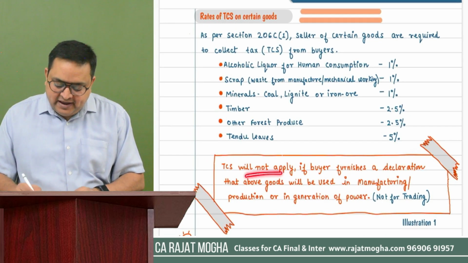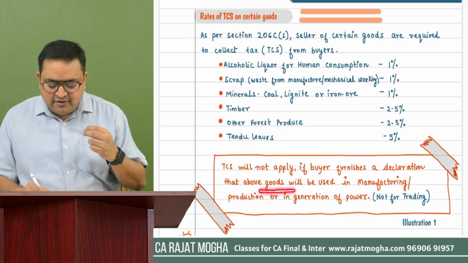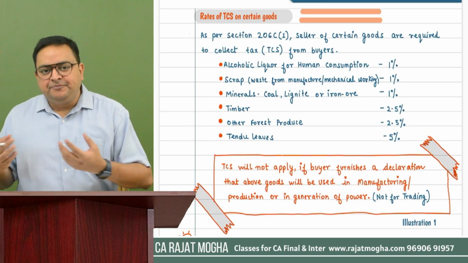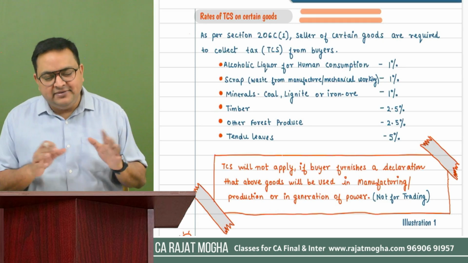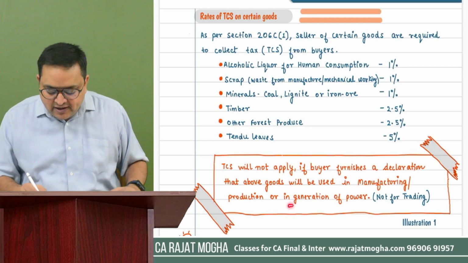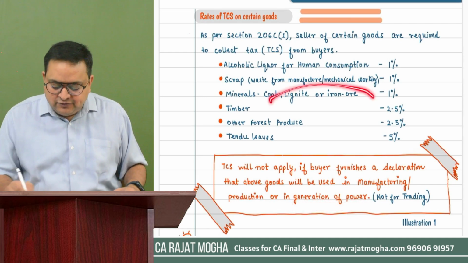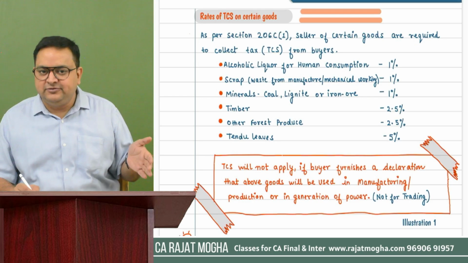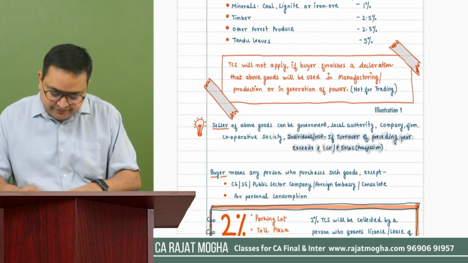TCS will not apply if the buyer furnishes a declaration. The buyer furnishes a declaration that the above goods will be used in the manufacturing process. Sir, I am using these goods as a raw material. I will not be selling these goods; I'll be selling something else. Or I'll be using it in the generation of power. I'm not taking these goods for trading purpose. I'll be using it in my production process as a raw material or for generation of power. Then TCS will not apply.